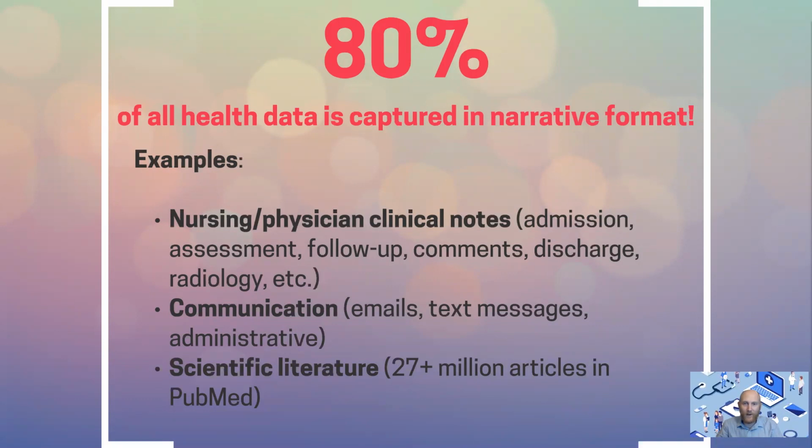Next, we have a large body of communications about patients that includes emails, text messages, administrative communications, and many, many other communications about the patient. We then have a very large body of scientific literature that can help us provide better care for patients. Currently, the PubMed database has about 27 million articles. That is an unimaginable amount. It will take a lot of years for all of us to read through a portion of this. So this is the scope of what is available out there in the free text.